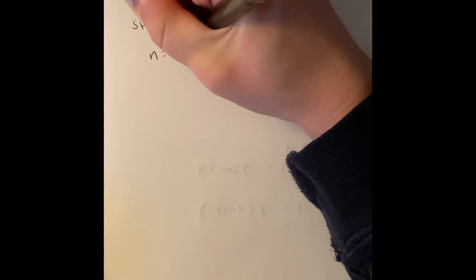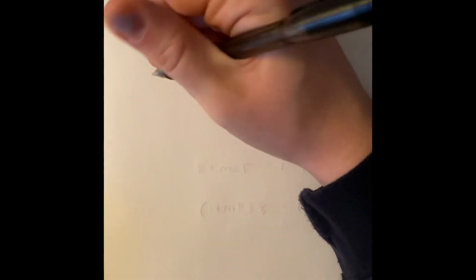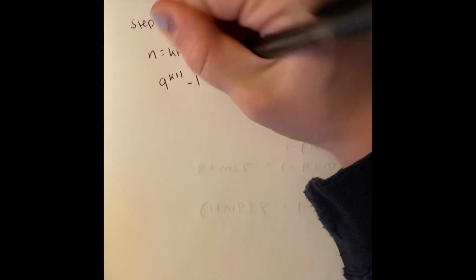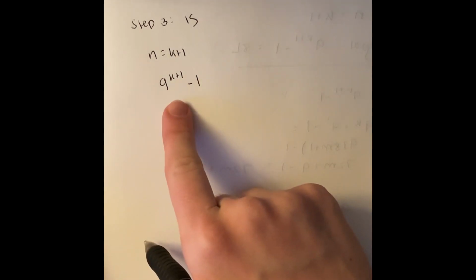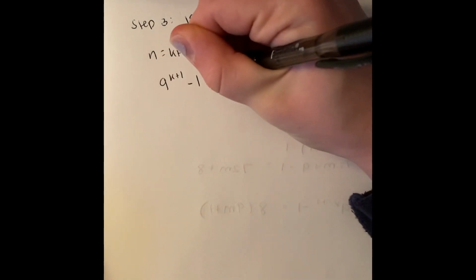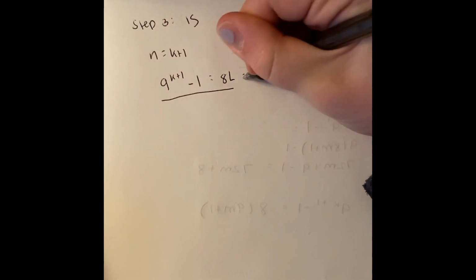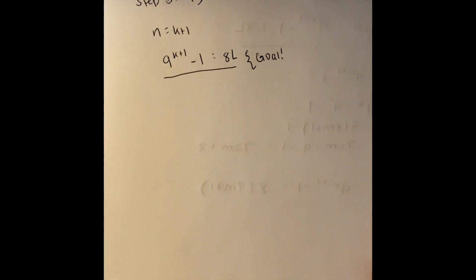Now that we have our inductive hypothesis, we're going to move on to our third and final step, which is our inductive step. In order to prove our inductive step, we're going to replace n with k plus 1. So our expression is now 9 to the k plus 1 minus 1. And our goal for this is to show that this expression here is equal to 8l, where l represents some integer. So now, how do we do this?